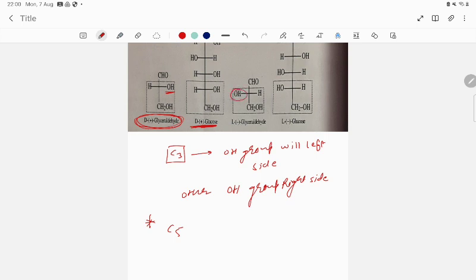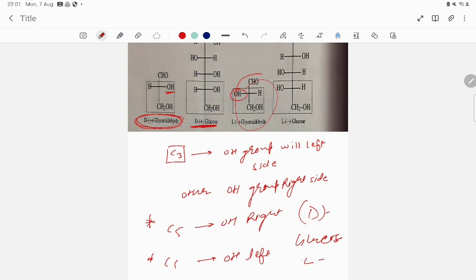And if the OH group at C5 is on the right side, it is matching with D-glyceraldehyde, so it is going to be D-glucose. And at C5, if the OH group is on the left, just like L-glyceraldehyde, it will be L-glucose. That you need to keep in mind.